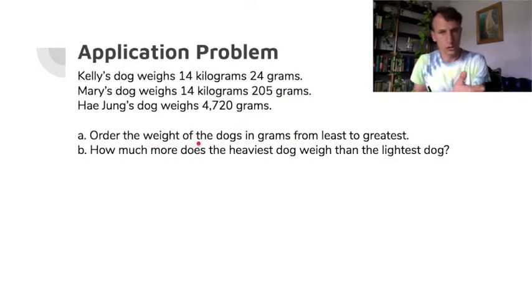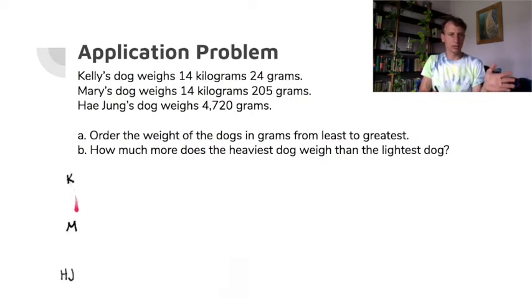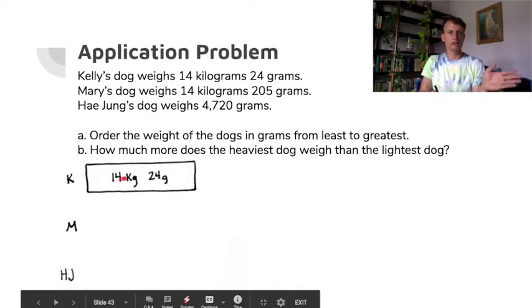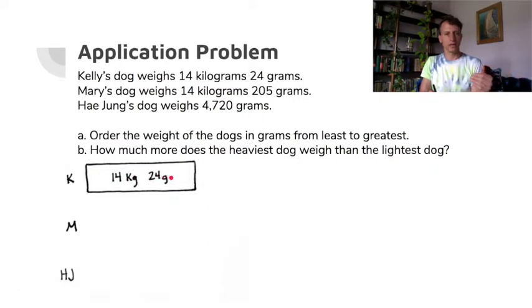So our job here is to order the weight of the dogs in grams from least to greatest. So we're going to convert them all to solid grams, which you'll see is more straightforward than you might think. And then find how much more the heaviest dog weighs than the lightest dog. Okay, if we were to draw a tape diagram, and if you want, pause the video and do this. So here's Kelly's dog, Mary's dog, Hey Jung's dog. Kelly's dog is 14 kilograms, 24 grams.